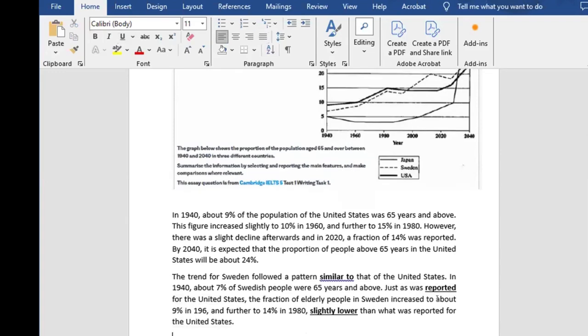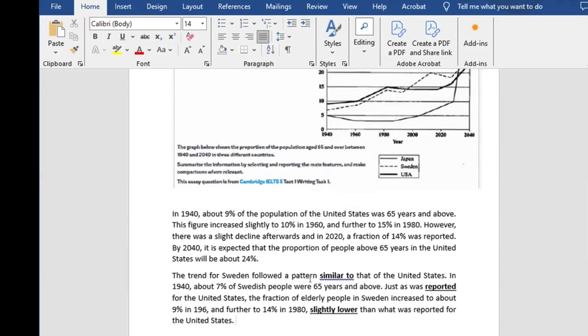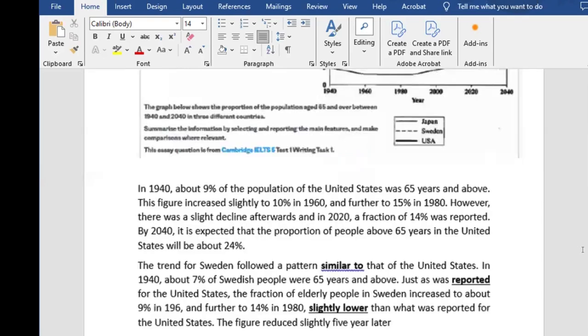Okay? Let's go on. Let me finish it up. So slightly lower than what was reported for the United States. The figure reduced slightly after about 5 years. The figure reduced slightly 5 years later. Somebody says, how did I arrive at 5 years later? Let me make this a little bit bigger and show you.